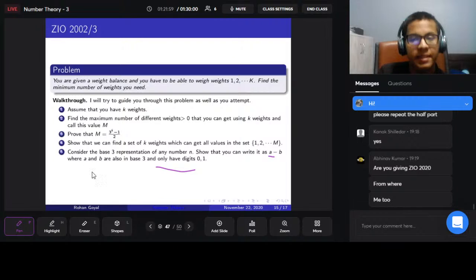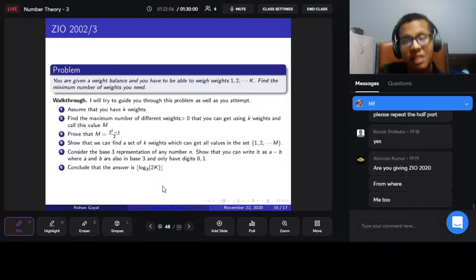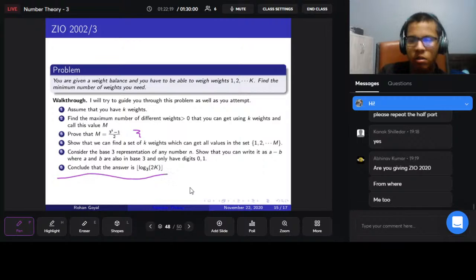And now when you have done this, you can directly conclude that the answer is log base 3 of 2k, because of this. This is our final answer. I'll leave you to do it on your own. You can try it after the session ends, or you can keep trying it right now. I hope you actually got an idea of the approach, and you can conclude from here on your own.